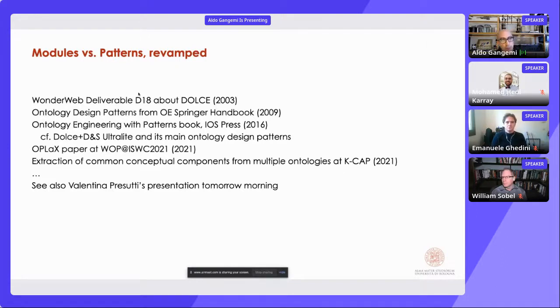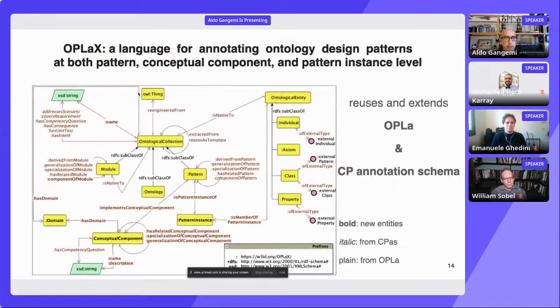There are modules and there are patterns, and now there is also some support for representing the internal structure of ontologies and their modules and their conceptual components and the choices made within them. Of course, I don't have the time to discuss them here, but tomorrow morning, Valentina Presutti will make a presentation about these conceptual components that will be presented at KCAP in a couple of months.